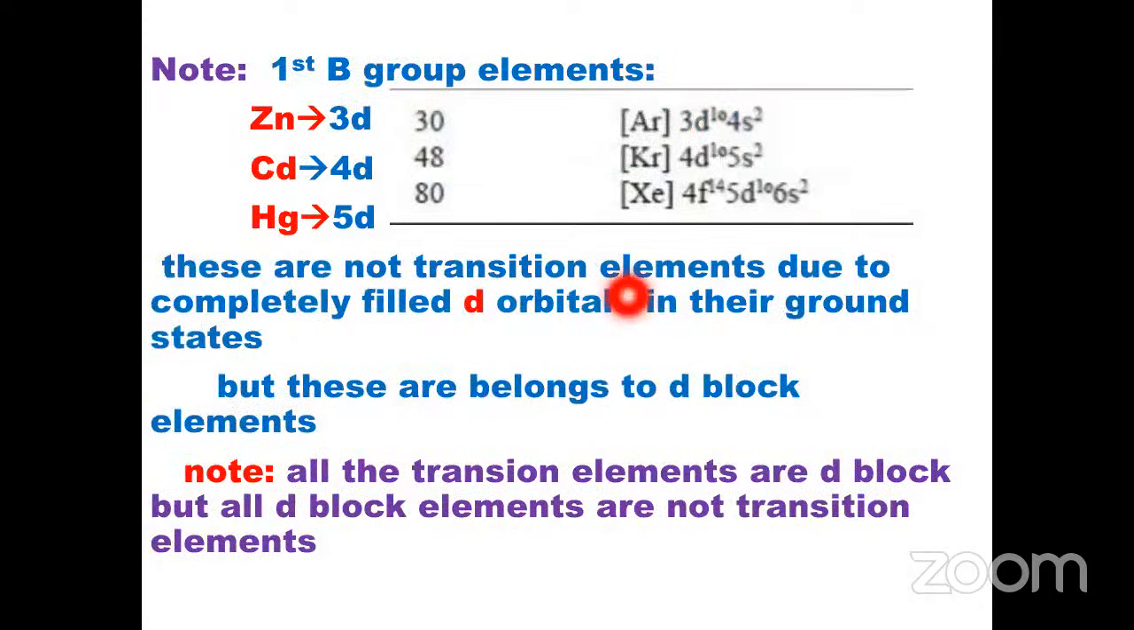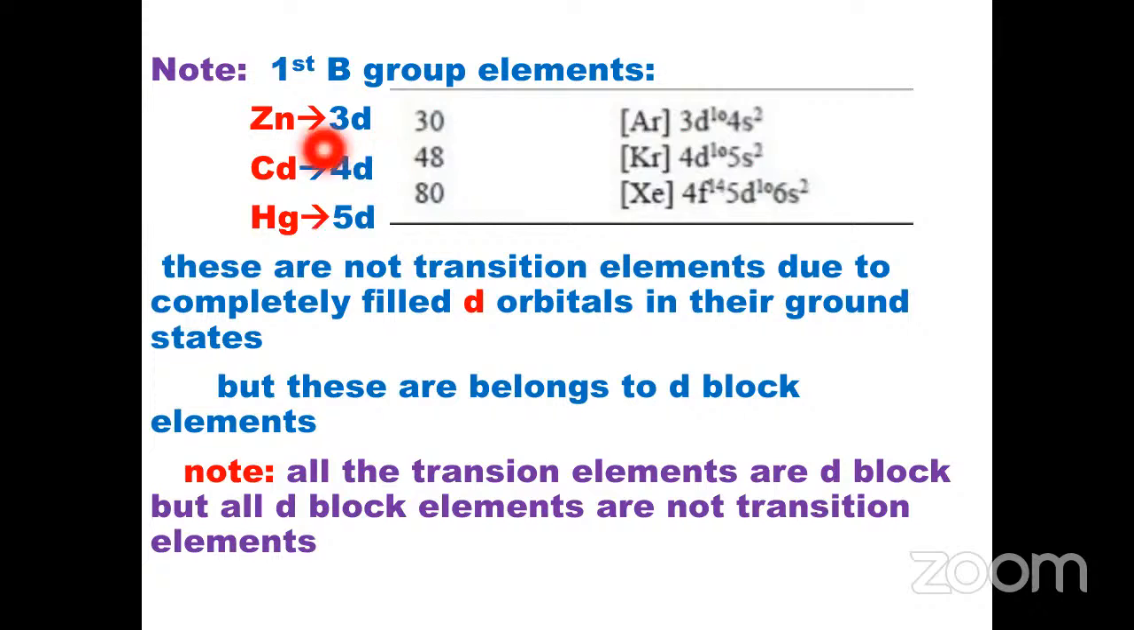Note the first B group elements. The first B group elements are zinc, cadmium and mercury. Zinc belongs to the 3d series, cadmium belongs to the 4d series and mercury belongs to the 5d series. Their atomic numbers: zinc is 30, cadmium is 48, mercury is 80.